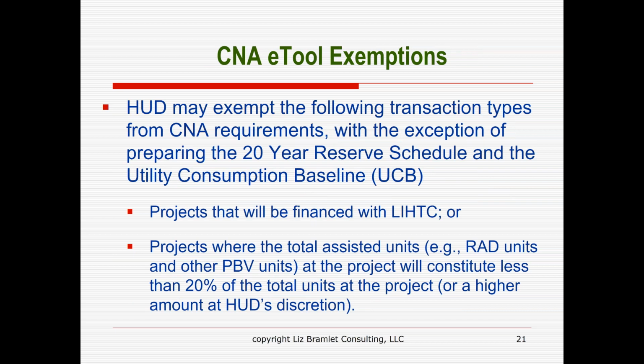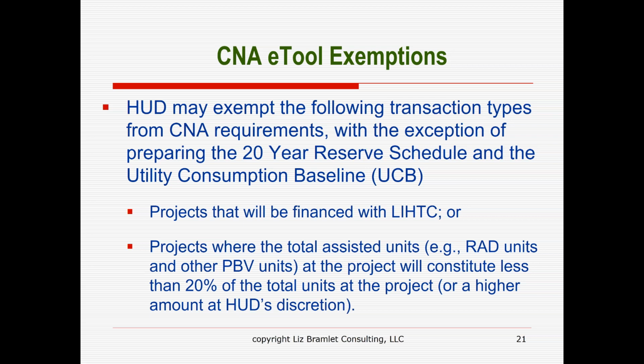Now, HUD may exempt some transaction types from CNA requirements, with the exception of preparing the 20-year reserve schedule and the utility consumption baseline. Now, who can receive one of these exemptions? Projects that will be financed with low-income housing tax credits, and I suspect that's because most HFAs, their allocating staff require similar information in a LIHTC application. Projects where the total assisted units, in other words, RAD units and other PBV units at the project, will constitute less than 20% of the total units at the project.